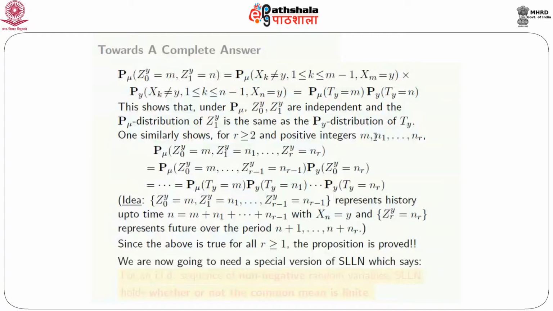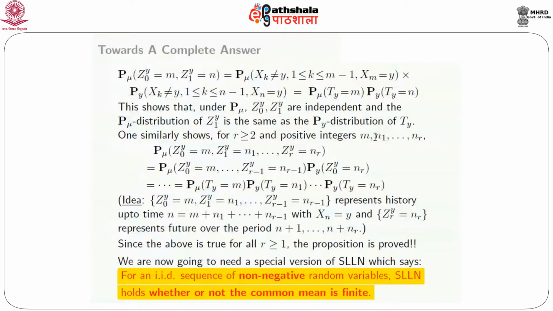Now we are going to need a special version of SLLN to go ahead. Remember from what we've just seen, if you look at the whole sequence zry for r equal to 1, 2 onwards, what we have shown is that under p mu they are all independent, of course, but they also have the same distribution, so they are IID. We want to apply strong law of large numbers to this IID sequence. But the trouble is that in general, in strong law of large numbers, you also have a condition of finite mean. We don't know anything like that. We don't know whether the py distribution of ty has finite mean or not.